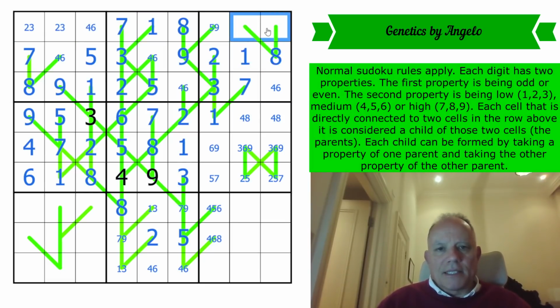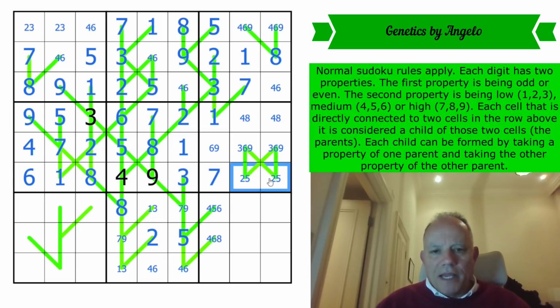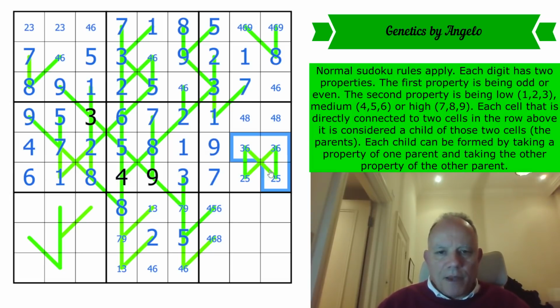This 8 gets an even parent, which is 4 or 6, and a high parent, which is 9. And this is where 5 goes in the box. And that makes this a 7. Aha! Now we have low and medium children. So we need low and medium parents, which gives us a 9 here. Thank you, Mr. Bowtie. You came good in the end.